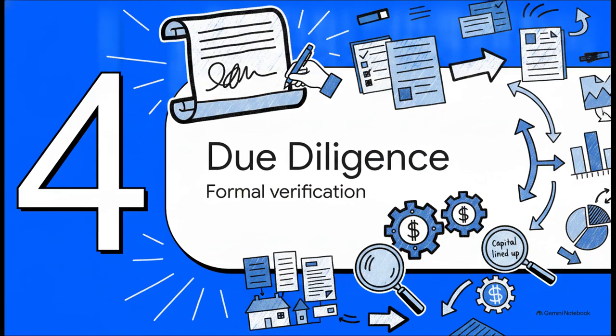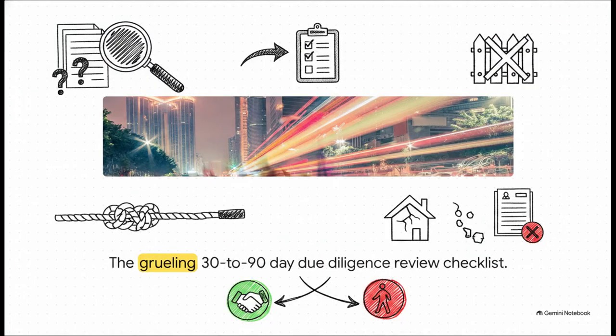Which brings us to part 4, due diligence and verification. Let's see how the pressure really builds once the offer is accepted and the capital is lined up. A signed contract immediately triggers the formal due diligence phase. The reality of due diligence is a totally grueling 30 to 90-day window to verify absolutely every single assumption we just made in our underwriting engine.